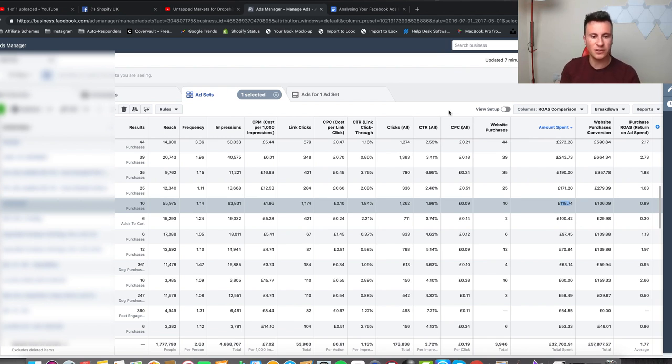Now, obviously, this is going to vary from audience to audience, as some audiences are more competitive than others. But for this specific audience, then, as we've just highlighted, that seems to be the sweet spot, in that I have to spend approximately £120 and above on an ad set for it to actually start to optimize and bring in decent results for me.